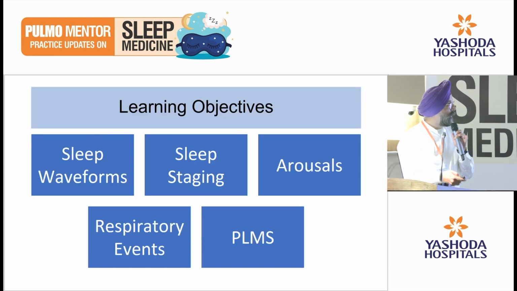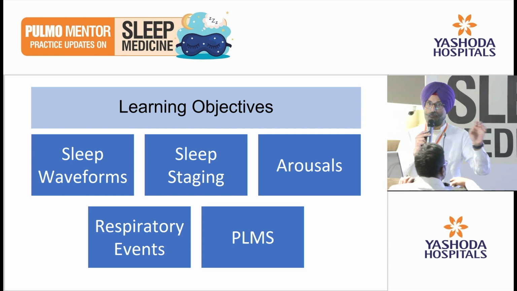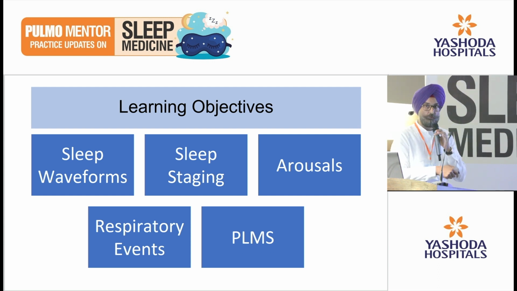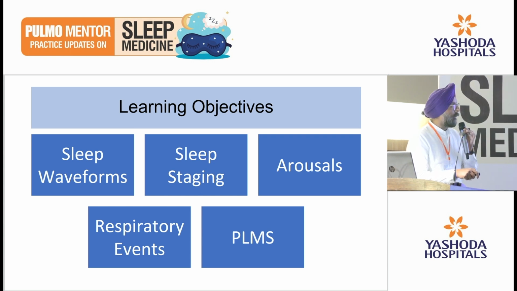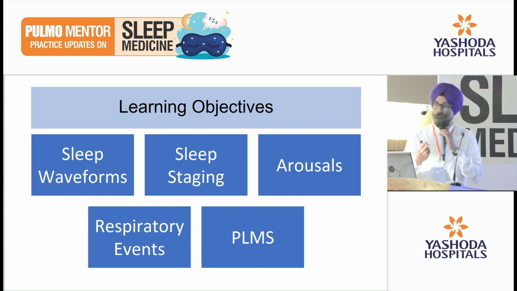Now, the learning objectives for this talk. In the first talk you learned how to identify sleep disorders. In the second talk, you learned about the instrumentation required for capturing the data from the patient. Once you have captured the data, you have to analyze the sleep waveforms, which were summarized by the previous speaker, but I'll elaborate a little on that. After identifying the sleep waves, you have to do the sleep staging and arousal scoring. After that, you have to do the respiratory event scoring. After respiratory event scoring, you have to do periodic limb movement scoring.